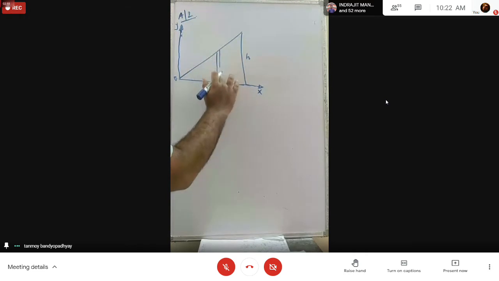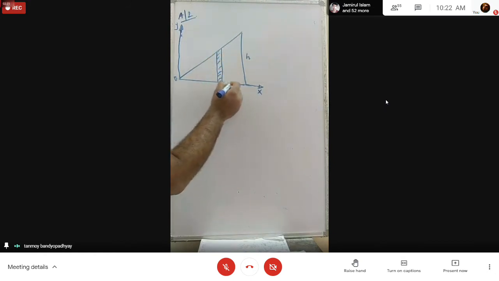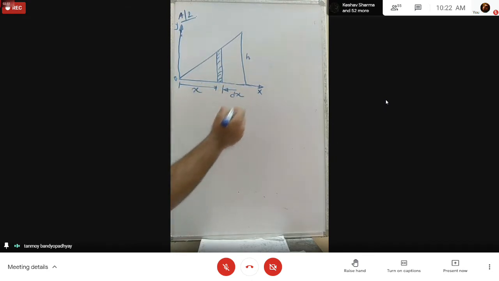Okay, so let us consider a vertical strip. You can take a horizontal strip also. So you can try the problem using a horizontal strip also. So what we do is we take a vertical strip at a distance of dx from one end. Now we consider an elemental strip at a distance of small x and of thickness dx.